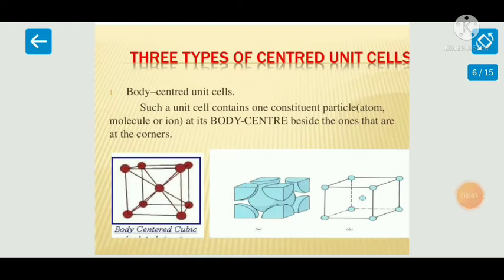Three types of centered unit cells. The body centered unit cell. Such a unit cell contains one constituent particle, atom, molecule, or ion, at the body center, besides the ones at the corners. See the body center of this cubic structure. This is the body centered unit cell.